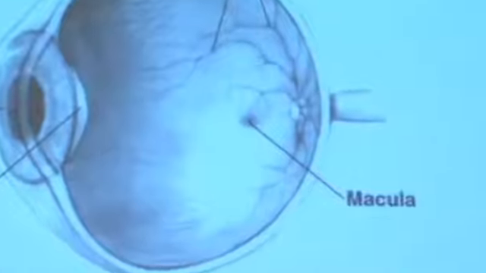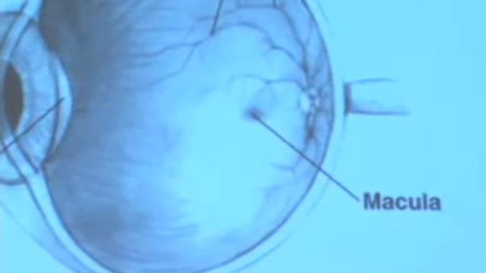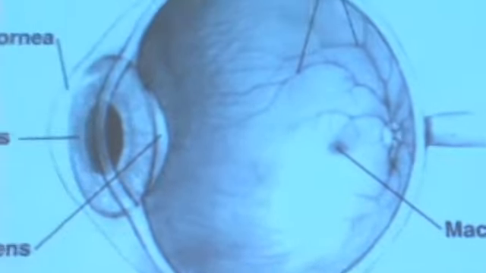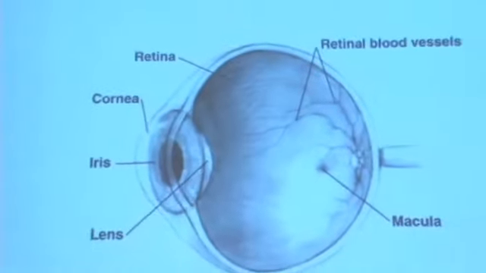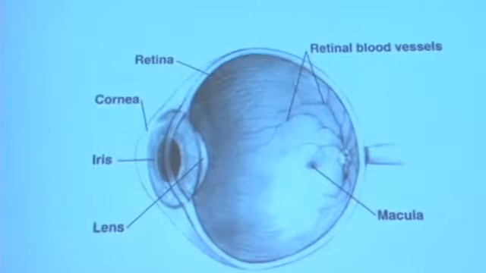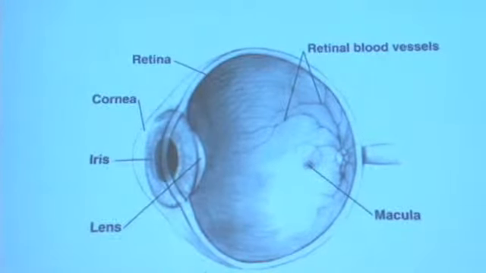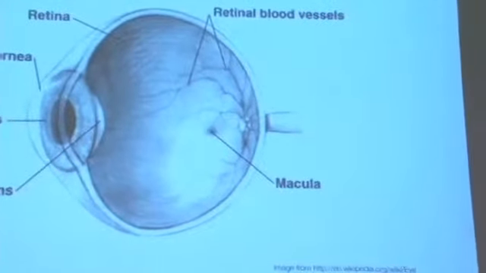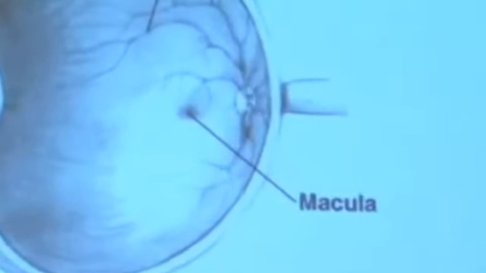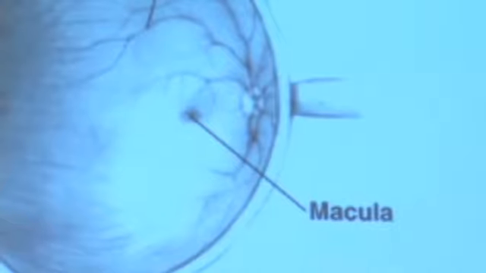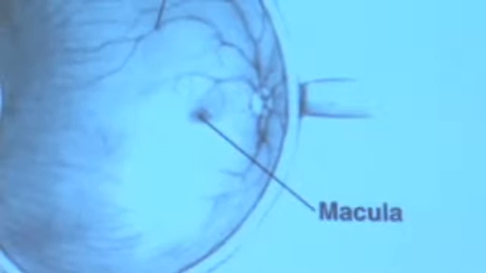And the really important bit, and what provides us with a lot of our perception of detail, is this small center called the macula. And within the macula we have the fovea, and there's a whole bunch of cells in there that provide us with a lot of the detailed view that we can actually see.